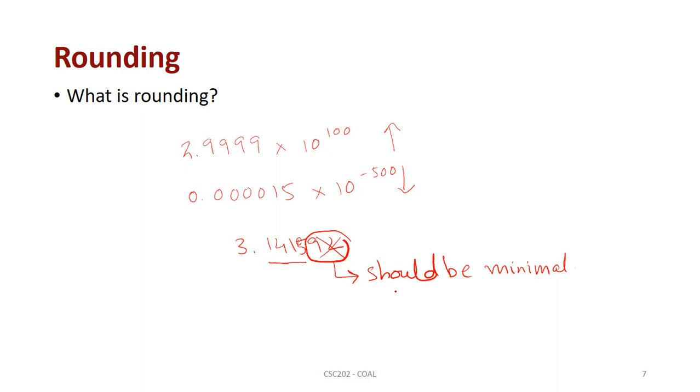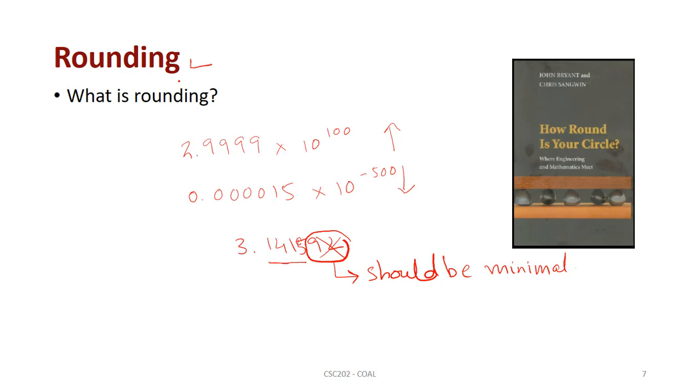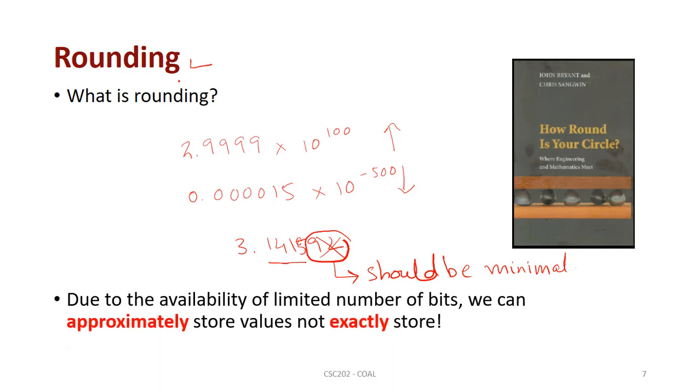The technique which we generally use to discard the last digits, or the last few bits if we are considering binary representation, is known as rounding, the round off method, or rounding technique. Here you see two keywords in red. One is approximately and one is exactly.